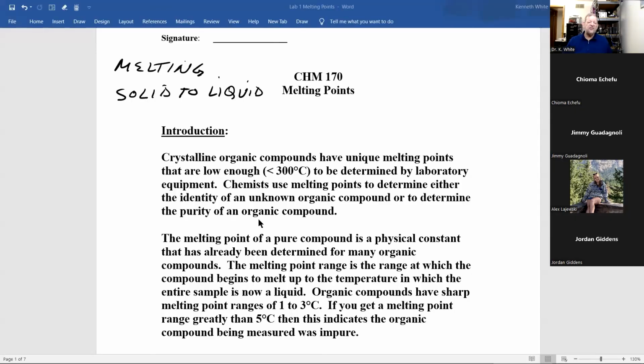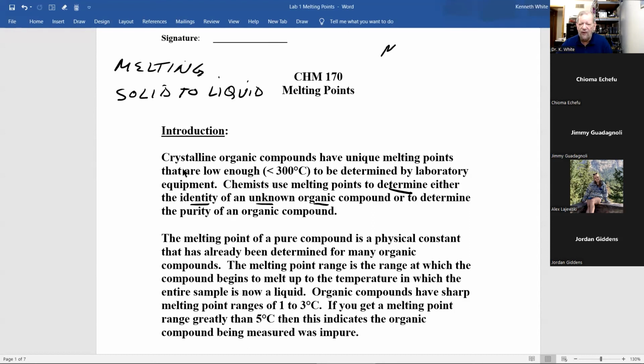All right, so melting points are unique for different compounds. Now, inorganic compounds have very, very high melting points, but organic compounds are less than 300, actually a lot less than 300. And there are 2 reasons organic chemists use melting points. One is to determine the identity of an unknown compound.